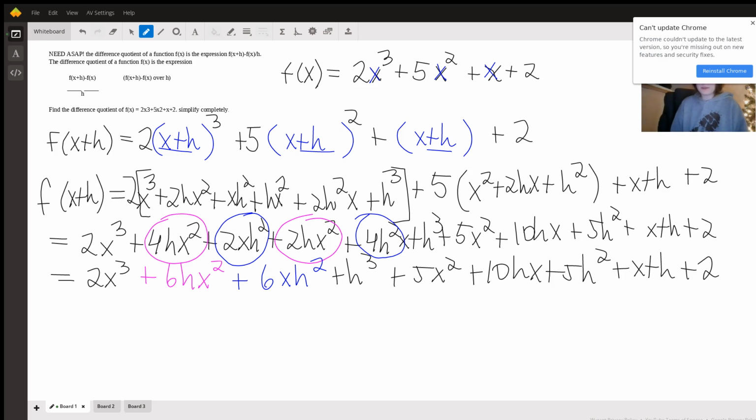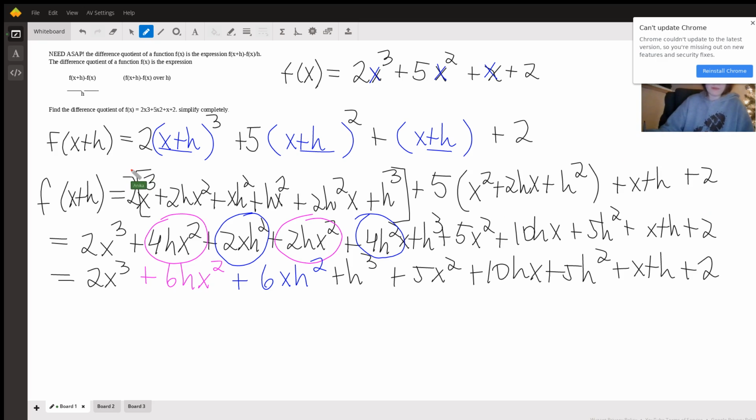So in order to simplify that f of x plus h down, we'll have to FOIL out everything. So this x plus h cubed, I FOILed out to be that. But essentially what you're doing is taking x plus h times x plus h times x plus h, and then just going through and FOILing everything out. I did the same thing with 5 times x plus h squared. I just FOILed it out for two separate factors, and then x plus h stays the same, and plus 2 at the end here stays the same as well.